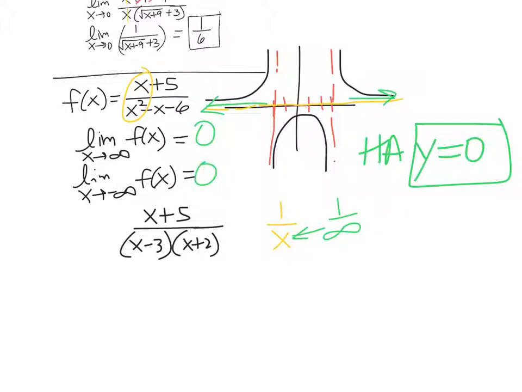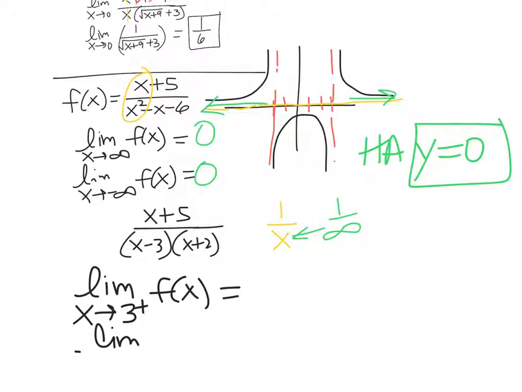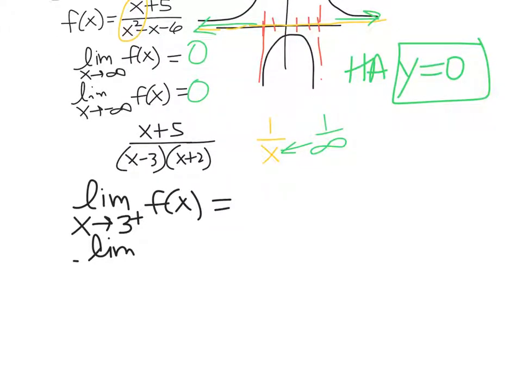All right, now here are the other questions I'm going to ask you. What is the limit as x goes to 3 from the right? What's the limit as x goes to 3 from the left? Oops, I wrote that in the wrong spot. 3 from the left.